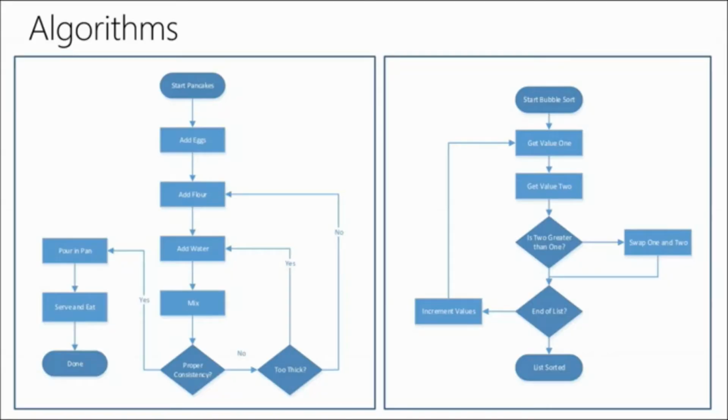So if we switch to our slides, an example on the left-hand side might be an algorithm that you would focus on for cooking pancakes first thing in the morning for your breakfast. We start off at the opening where it says start pancakes, and we're going to add eggs, we're going to add flour, we're going to add water to the mix, then we'll mix it all up.